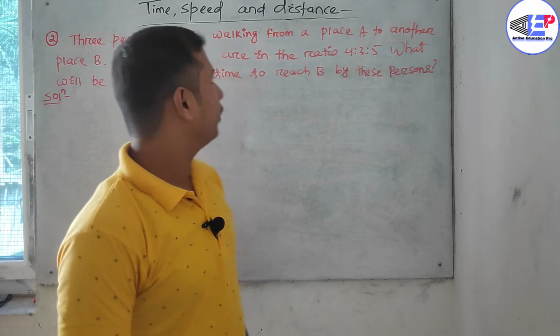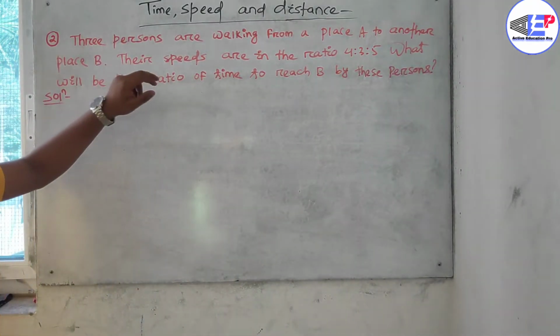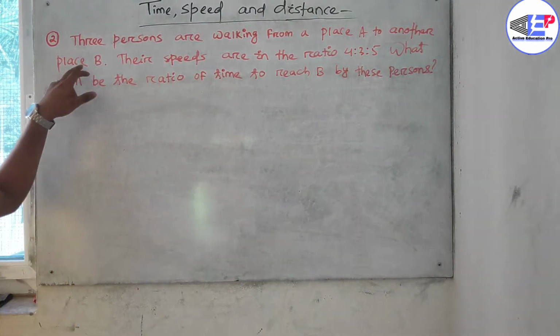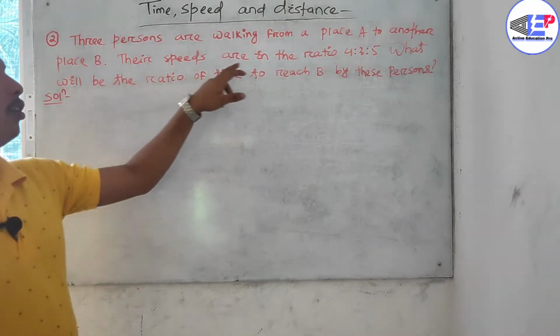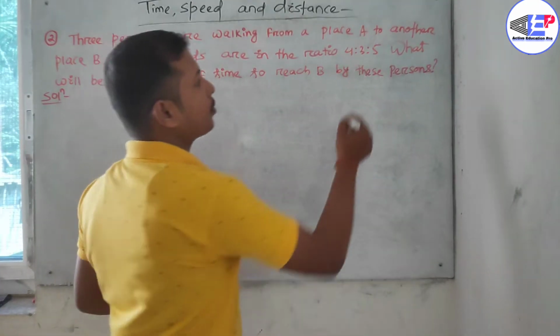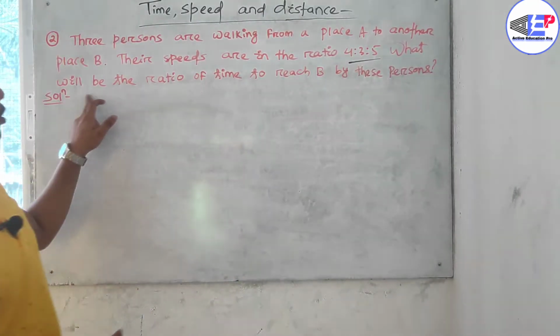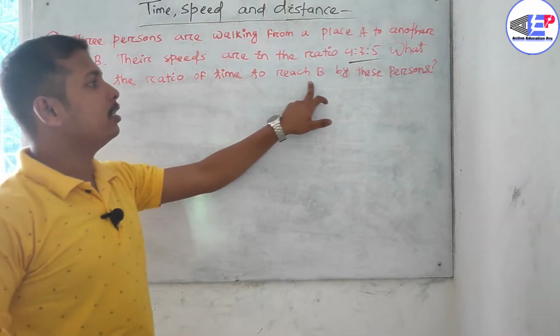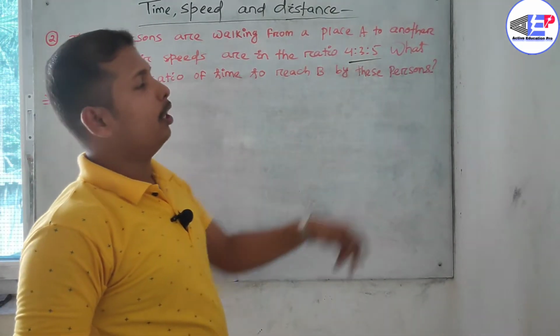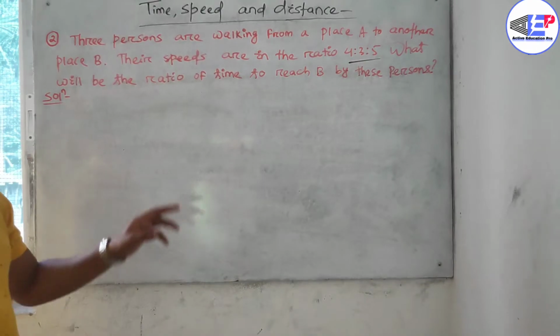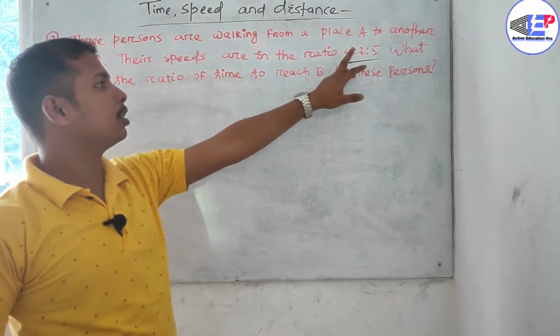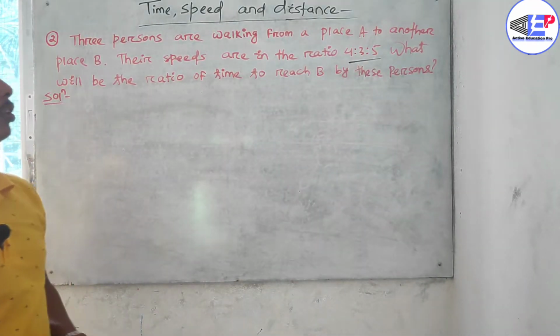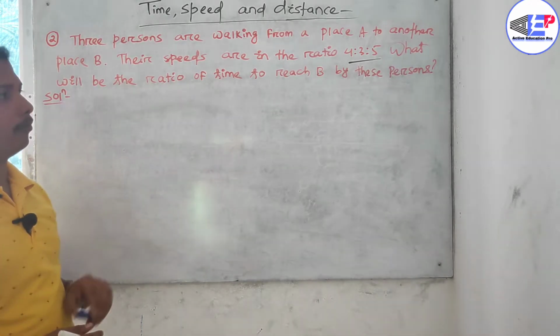The question here is: given that 3 persons are walking from a place A to another place B, their speeds are in the ratio 4:3:5. What will be the ratio of time to reach B by these persons? Here the ratio of their speeds is given, which is 4:3:5. We have to find out the ratio of their time.